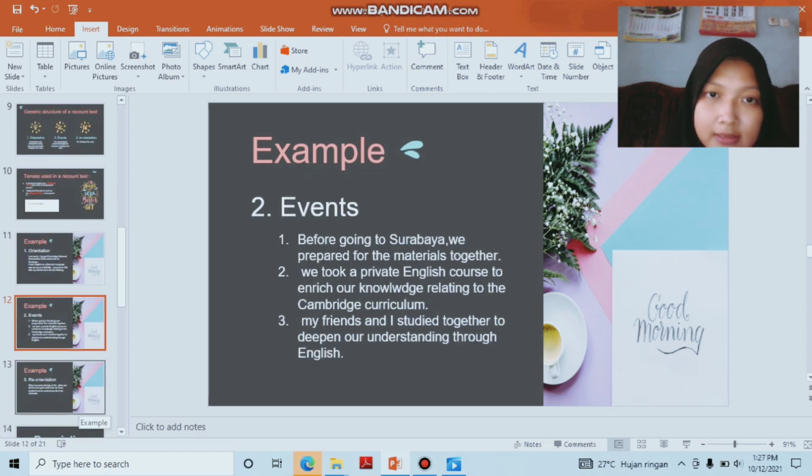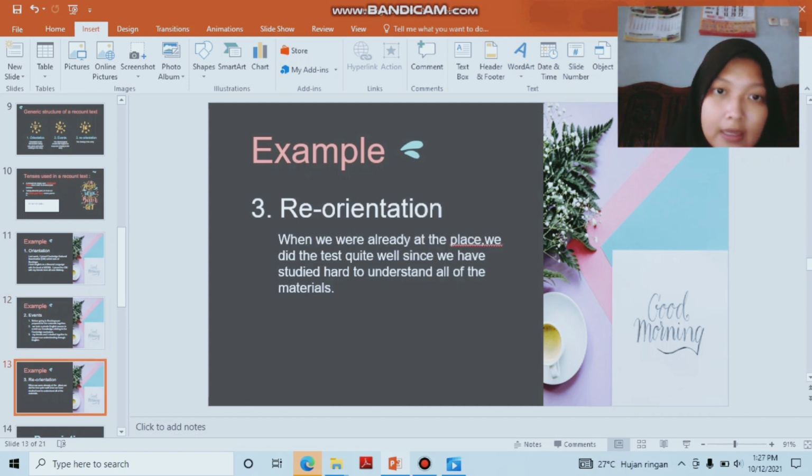And the example of event. Before going to Surabaya, we prepared for the material together. We took a private English course to enrich our knowledge relating to the Cambridge curriculum. My friend and I studied together to deepen our understanding of English. And the example of reorientation is when we were already in the place. We did the test quite well since we have studied hard to understand all of the materials.